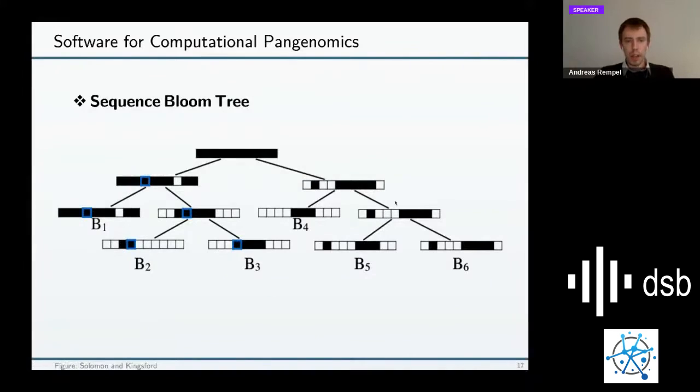Then another approach that is shared by multiple tools is sequence Bloom trees. Here the idea is, again, you have Bloom filters that you apply to your k-mers and obtain bit vectors, but now they are organized in a tree structure so that every parent node is basically a union of the bit vectors of the child nodes, as you see here, for example. So this parent here is a union of these two bit vectors, so every bit that was set to 1 in at least one of the child nodes is set to 1 in the parent node.